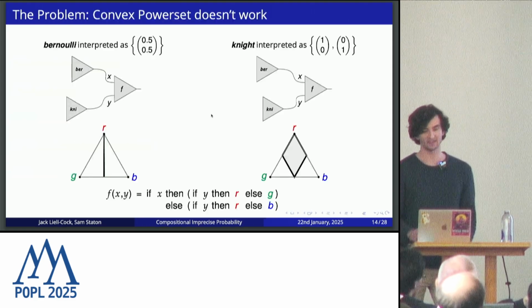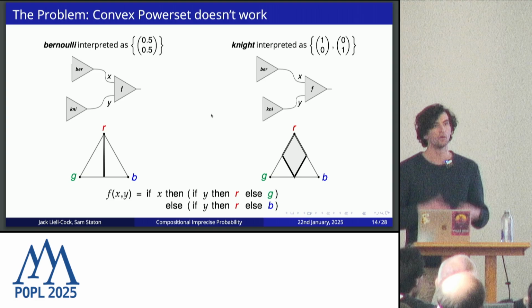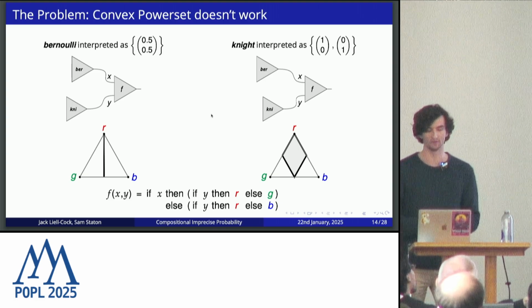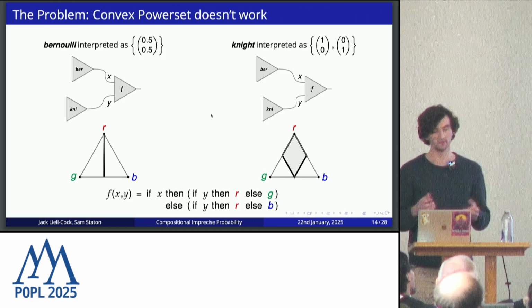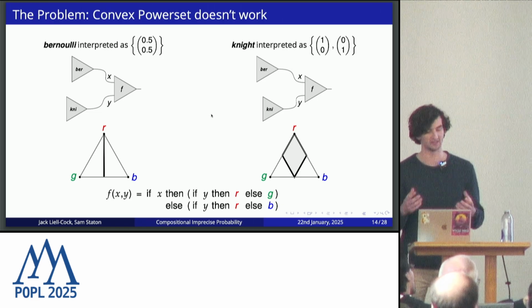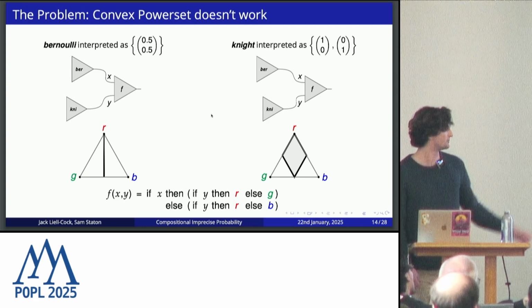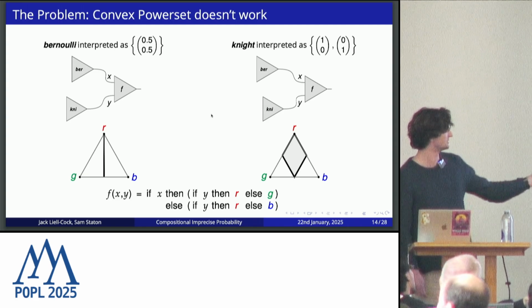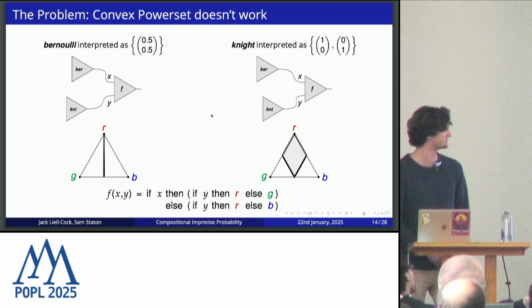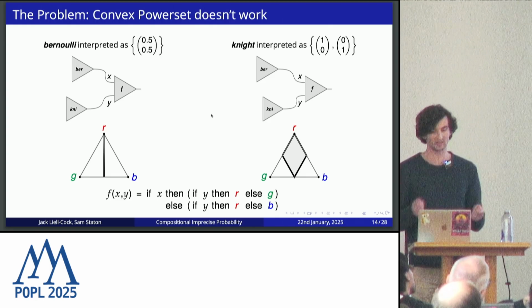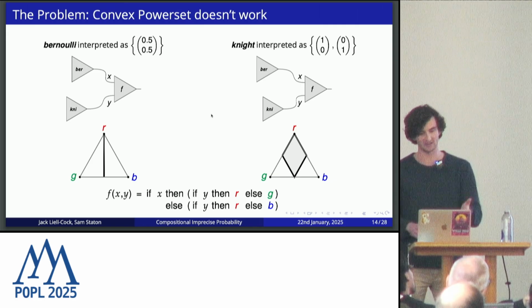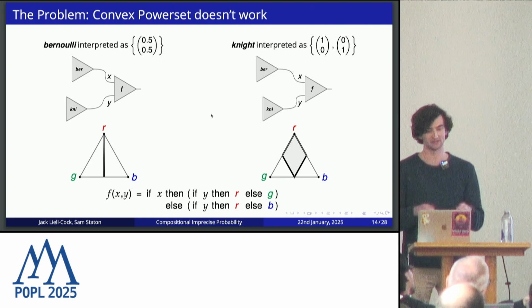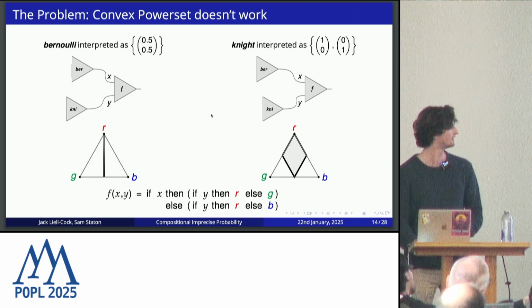So what ends up being the actual problem? Well, one model that actually supports convex power sets of distributions is the convex power set monad. But the problem is it's actually not commutative. So we have this function down the bottom here, which we pass a Bernoulli value to x and a Knightian value to y. It actually matters which Bernoulli or Knightian value we sample first in the interpretation in the convex power set monad, and so it doesn't actually give us a reasonable account of imprecise probability.